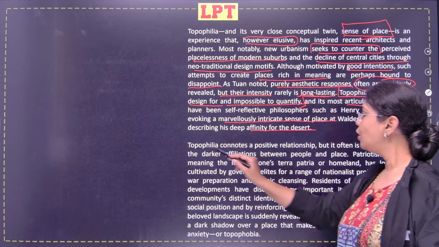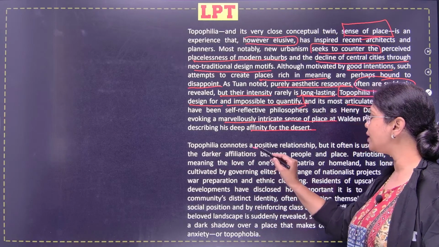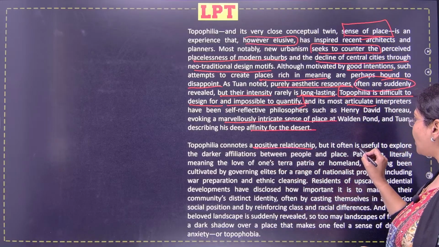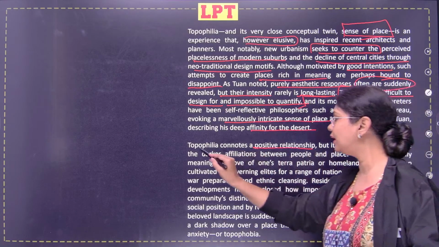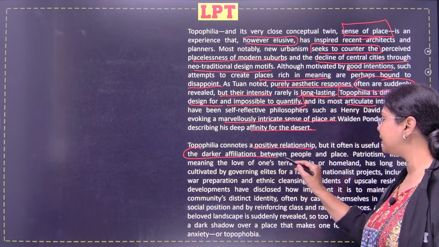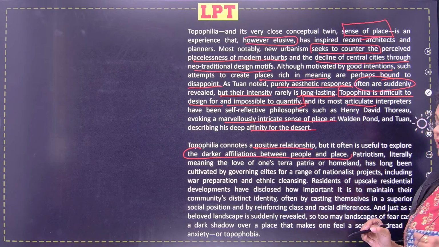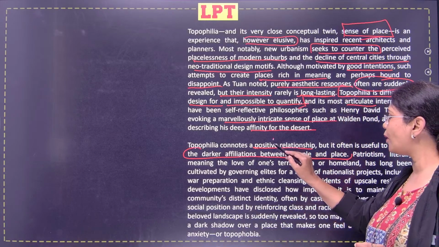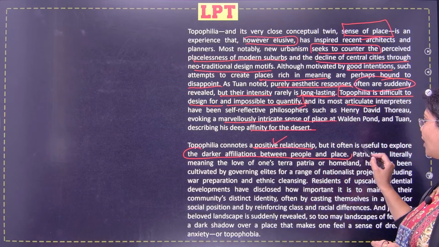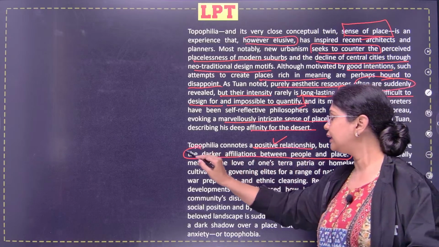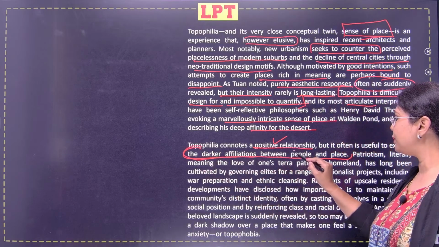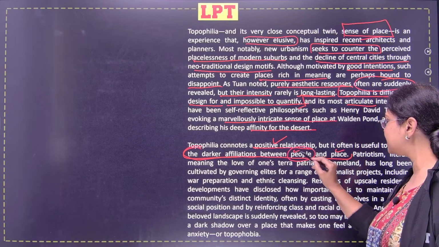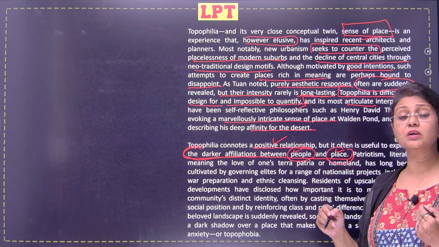So he says, topophilia connotes a positive relationship, but it often is useful to explore the darker affiliations between people and place. So generally when you talk about topophilia per se, it has what? A positive relationship, but it often is useful to explore the darker affiliations between people and place. So just keep this in mind. Now, what does the author say further?